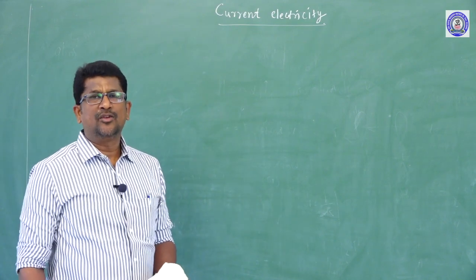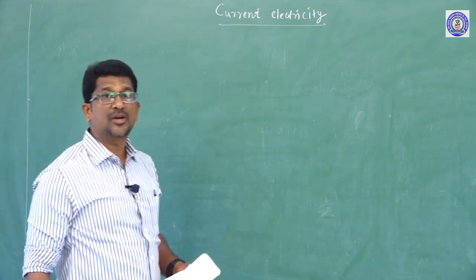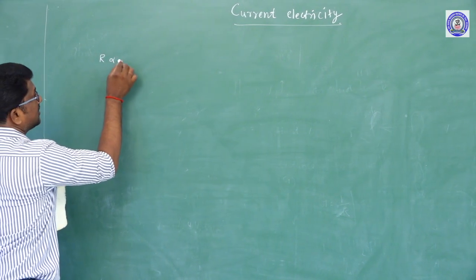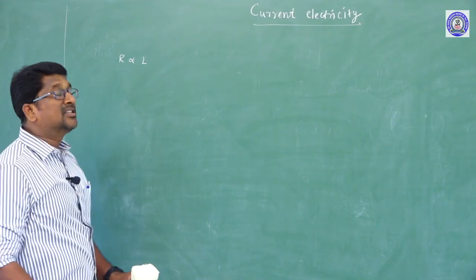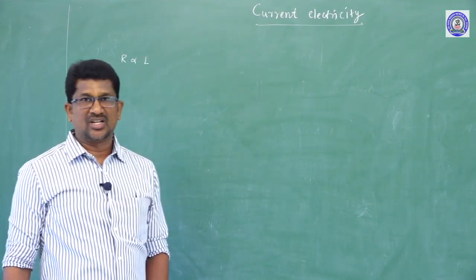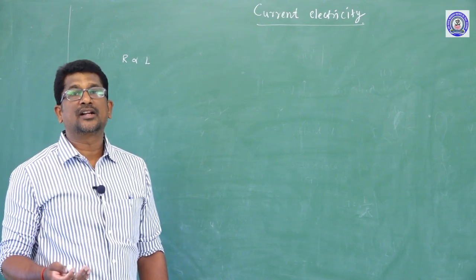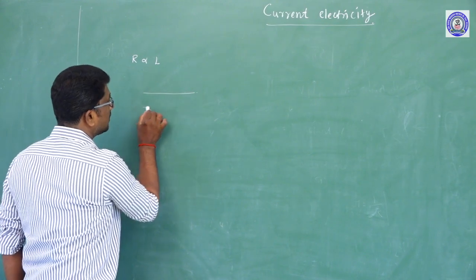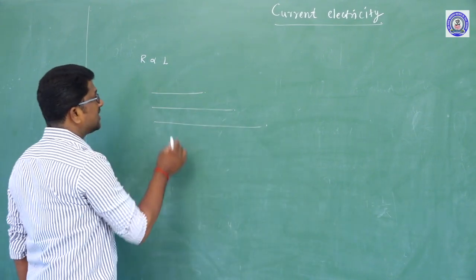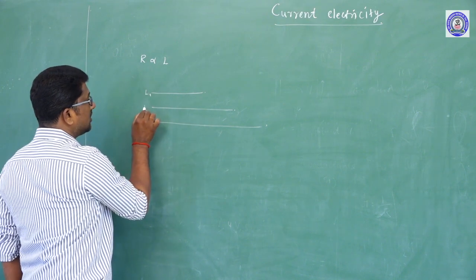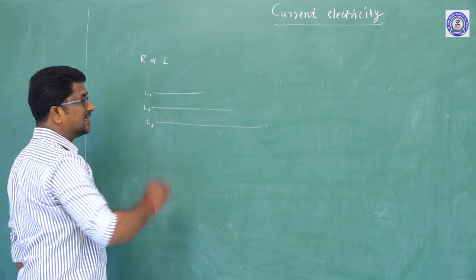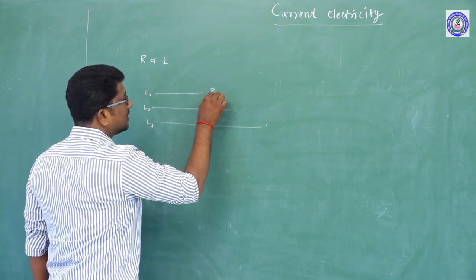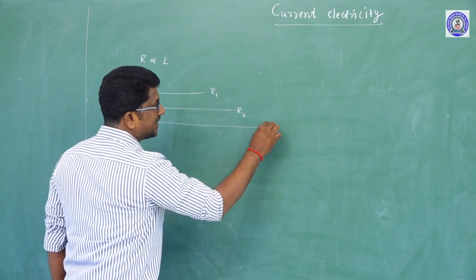It was experimentally found that the resistance of the conducting material is directly proportional to the length of the material or length of the wire. The resistance of the wire is directly proportional to the length of the wire. It means, if the length of the wire is increased, suppose its length is L1, and its length is L2, and its length is L3. If the length of the given wire increases, then its resistance value also increases.